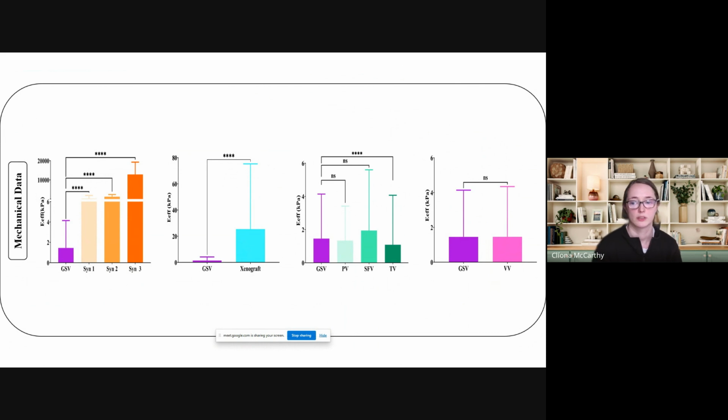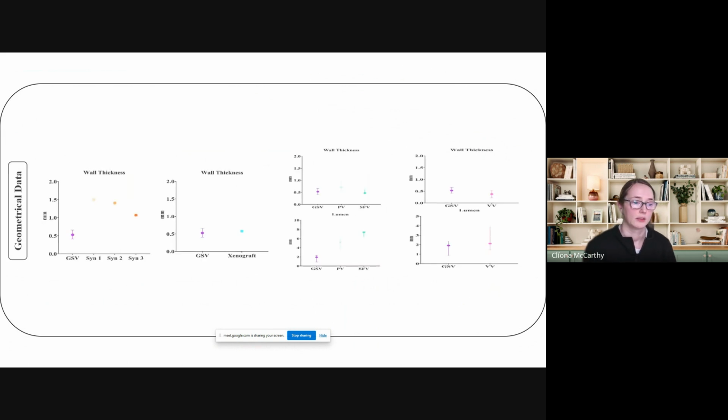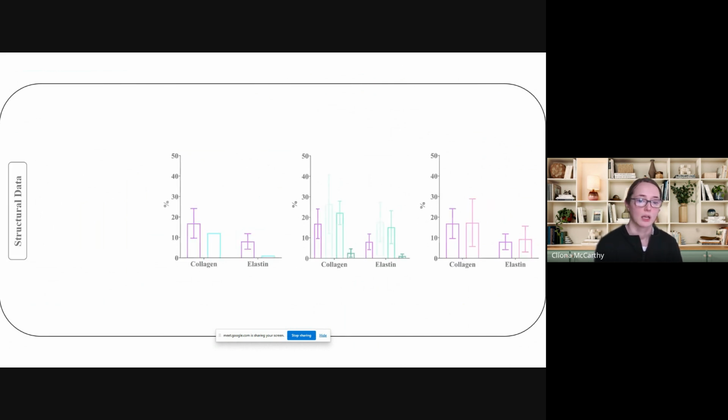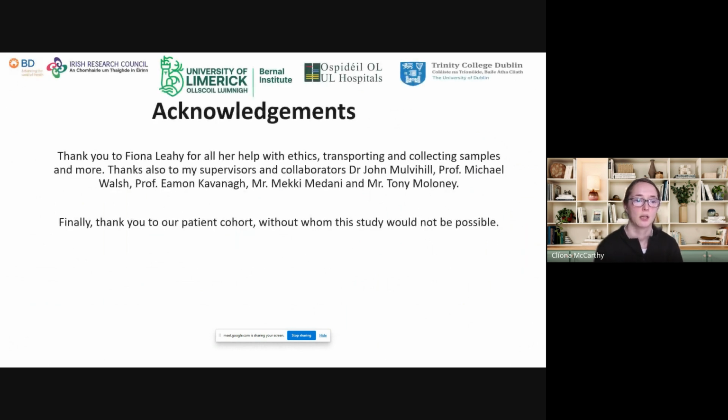So I suppose to summarize all that data, out of the different cohorts examined, the closest mechanical conduit explored to the great saphenous vein was the varicose vein cohort. This also followed through with geometrical data. We saw that geometrically the varicose vein cohort are more closely representative of the great saphenous vein cohort examined. And then for the structural content, we saw that the collagen and elastin content of the varicose vein cohort more closely represented the great saphenous vein baseline when compared across all the different groups examined in the study.